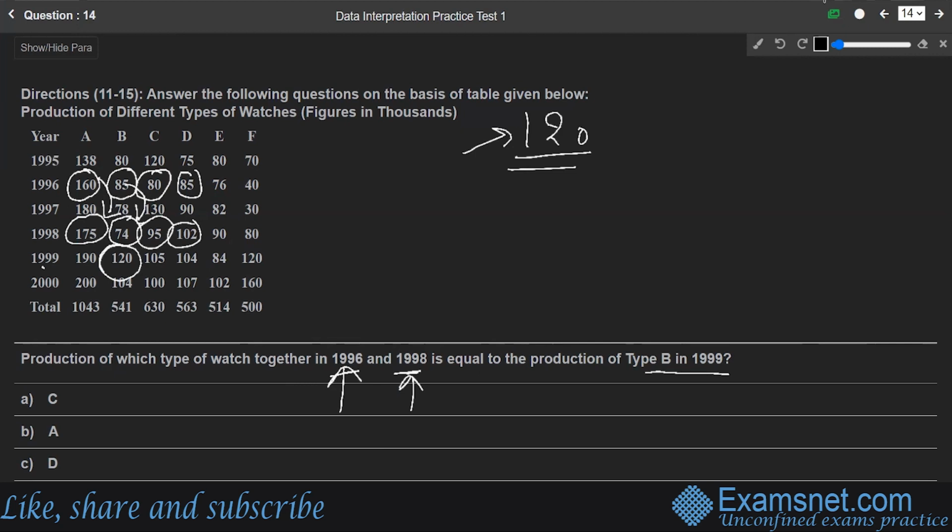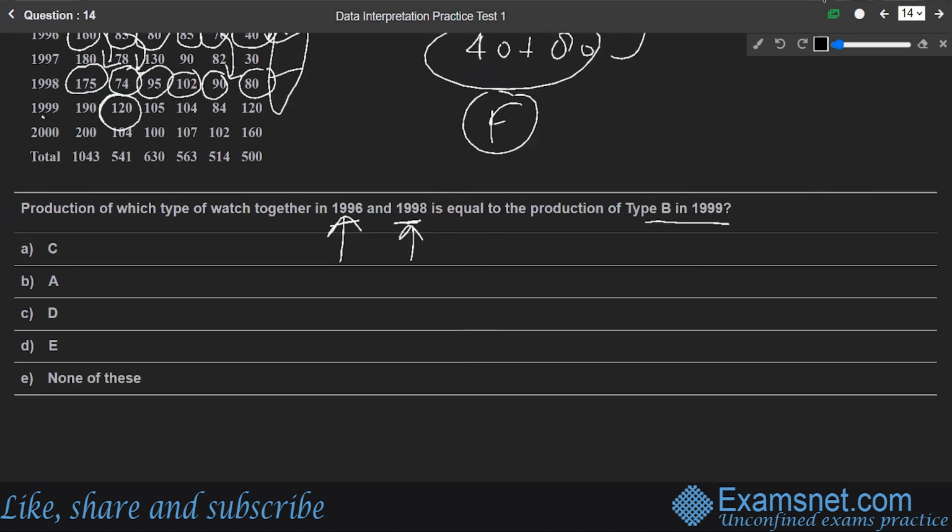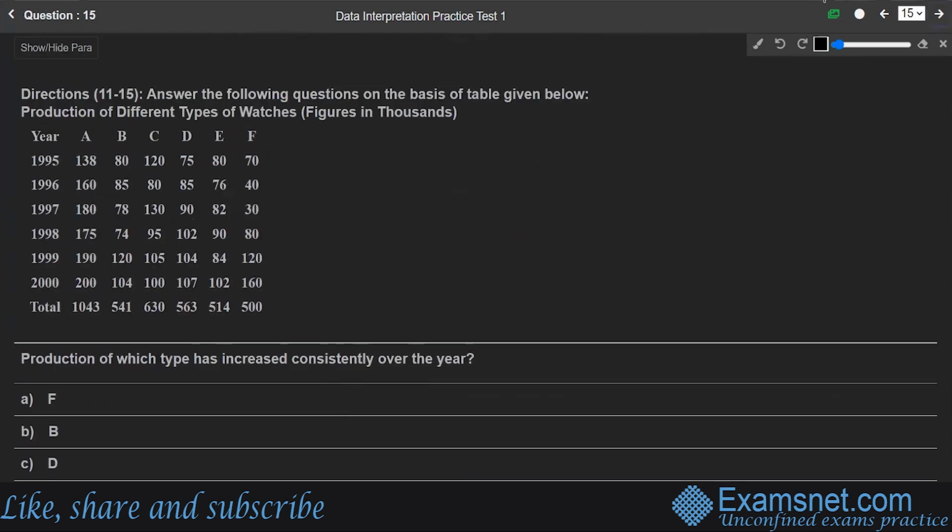Then we have to see consecutively. 76 plus 90 is 166, that is also not 120. Then 40 plus 80, yes, 40 plus 80 is exactly 120. So for type F, the sum is becoming equal to 120, and the right answer should be type F. But let us see the options. Type F is not available in the options, so we will choose none of these, and that is the right answer.